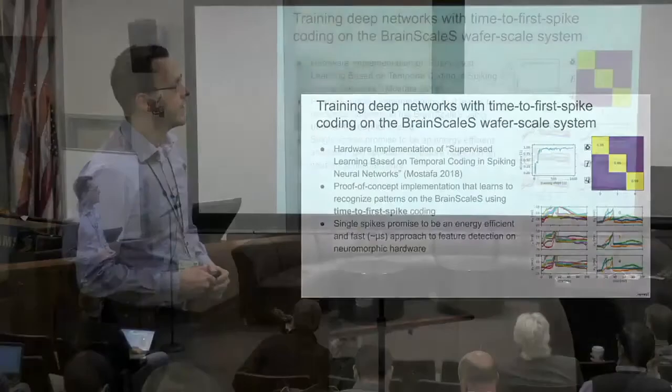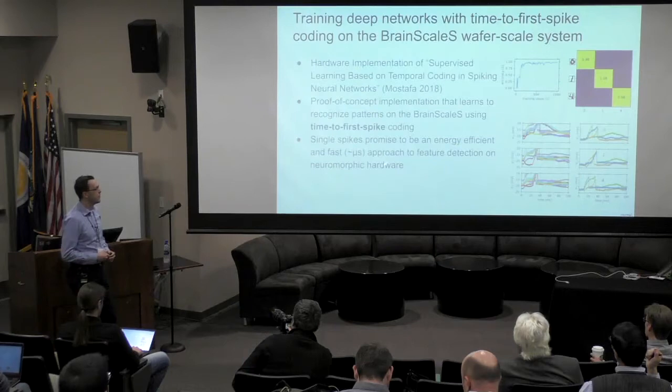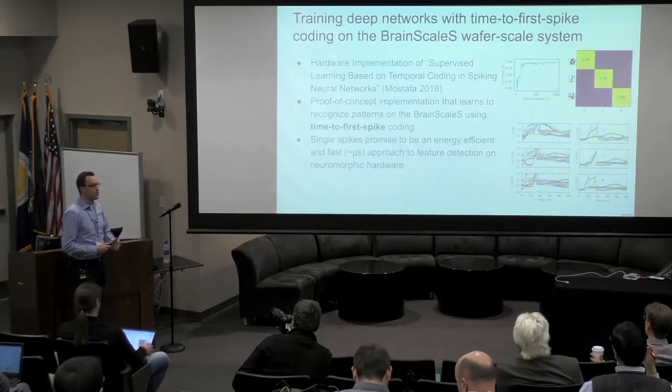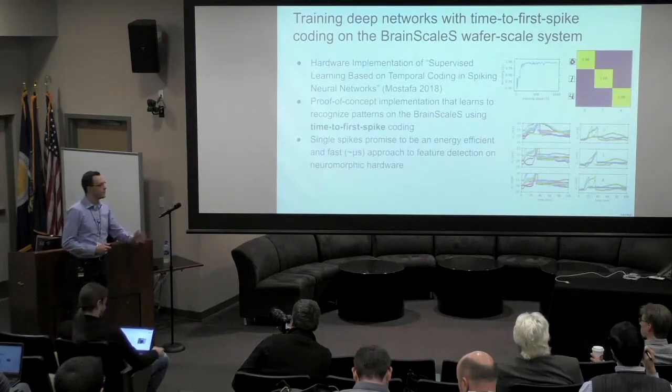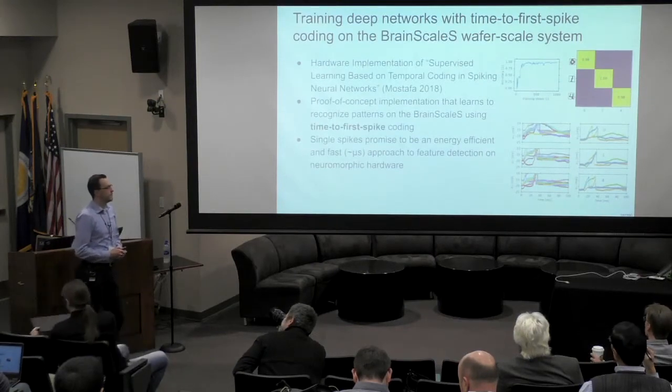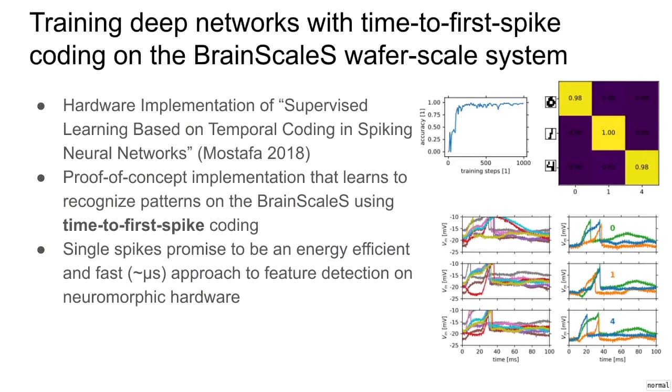And for that you can get a very energy efficient and fast approach to feature detection. So you do not have to integrate a rate, but you say, okay, this neuron spiked first. This is the result of the classification. Here's some reduced MNIST, and you see that the confusion matrix is very good. Of course, we want to scale this up. This is only a proof of concept implementation.